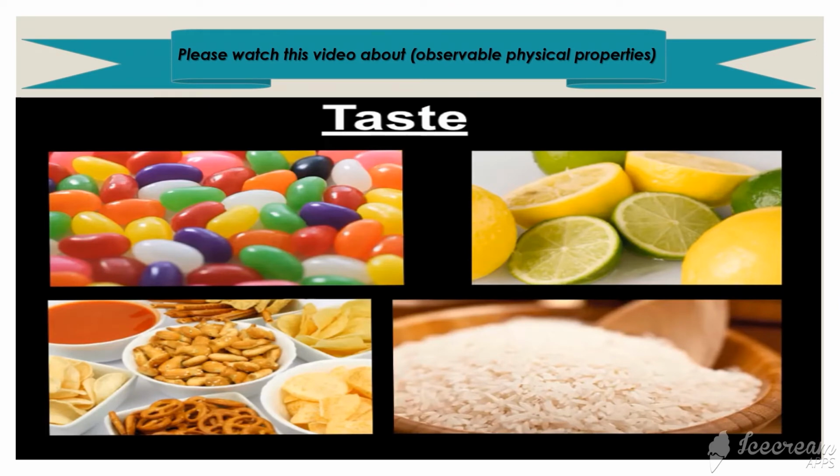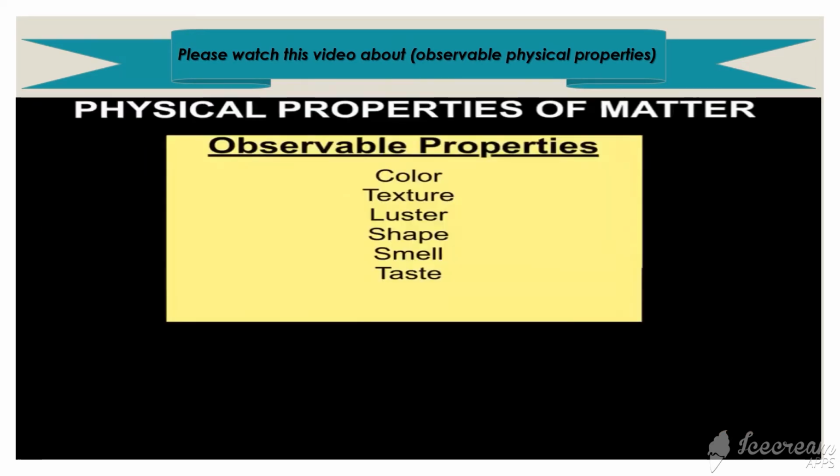Taste is another observable property of matter. Might taste sweet, maybe sour, salty, or even bland. Be sure to only taste things that you have permission to, because you don't want to taste something that is actually harmful to you. You guessed it, we're going to add taste to our observable properties of matter.